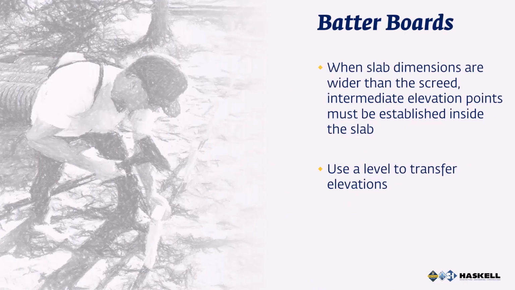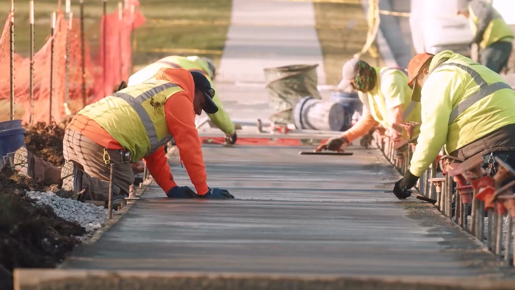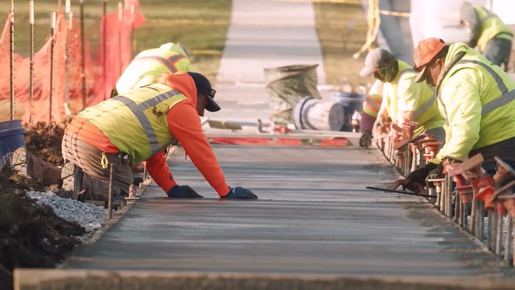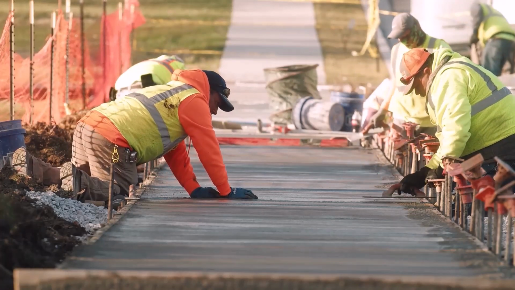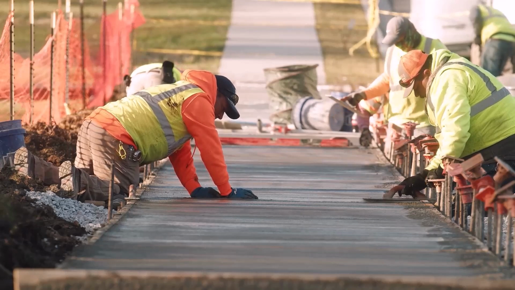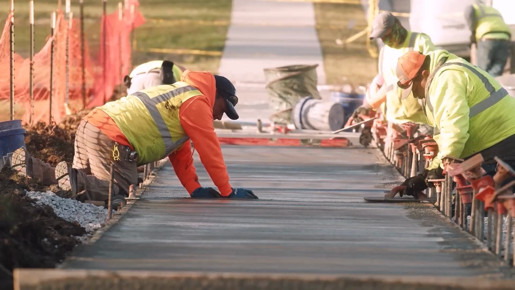If the slab dimensions are greater than the length of the screed available, then intermediate elevation points must be established inside the slab. To do this, use a level to transfer elevations from the forms to the top of a stake in the subgrade. Positive drainage should always be present on exterior concrete work. Sidewalks should always have slopes that drain the water off to the side of the sidewalk.